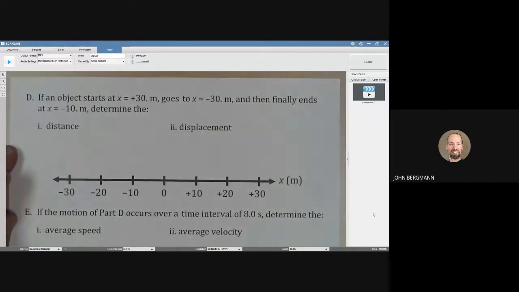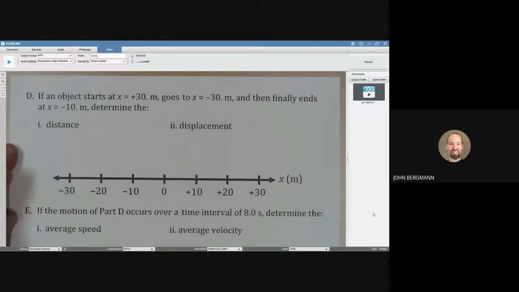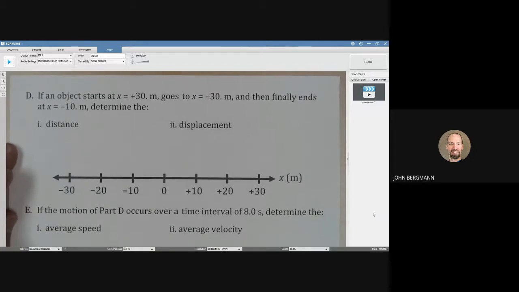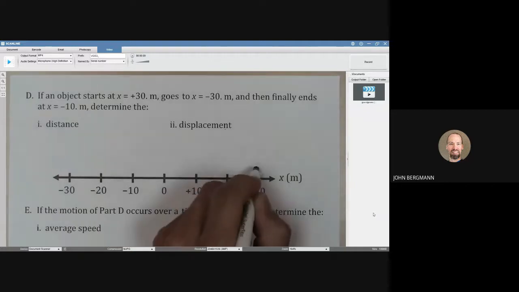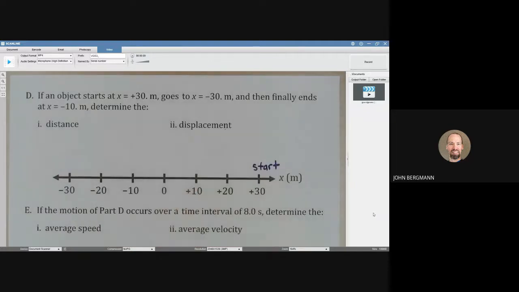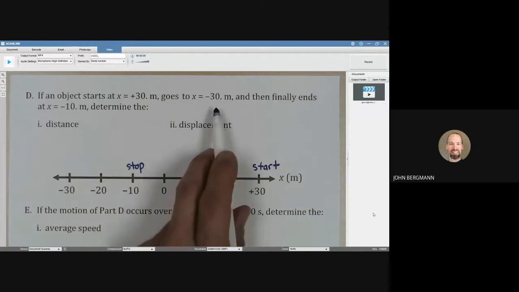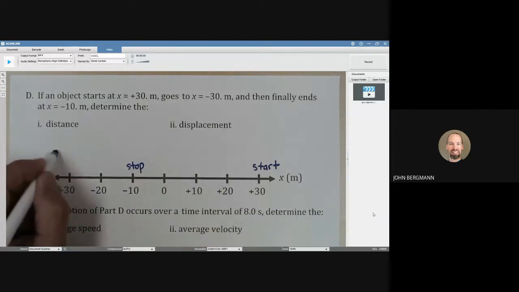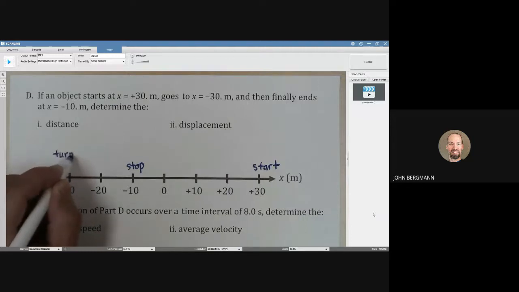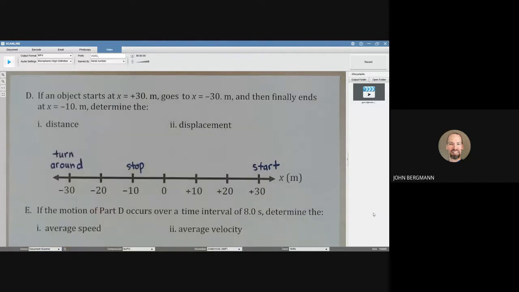Suppose an object starts at x equals positive 30 meters, goes to x equals minus 30 meters, these are positions, and finally ends at x equals negative 10 meters. On our little number line here, our object starts right here, and it stops at x equals negative 10. But before it stops there, it has gone to negative 30. So right here at negative 30, the object is going to turn around. So it's going to start at positive 30, go all the way to negative 30, and then it's going to end right there at negative 10.